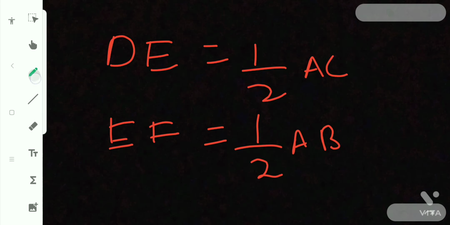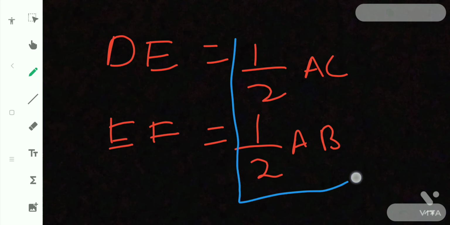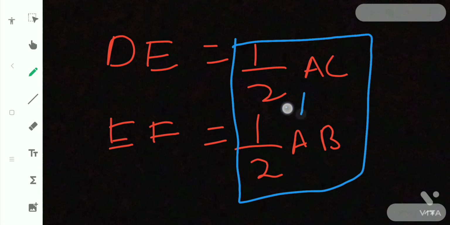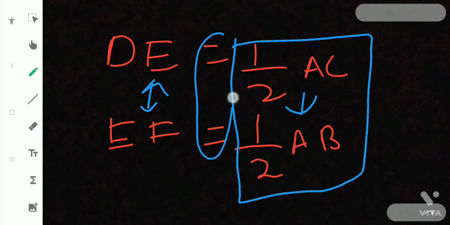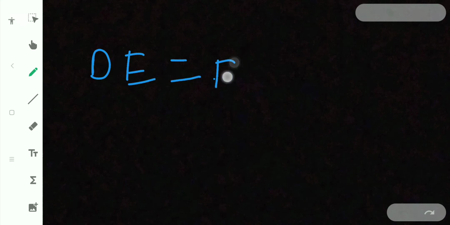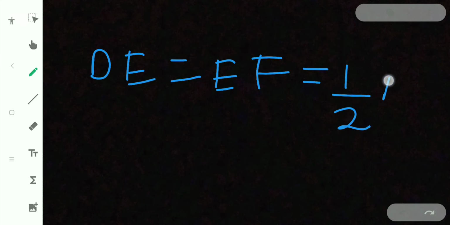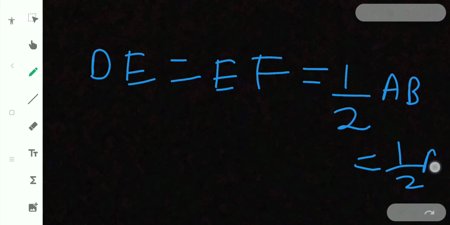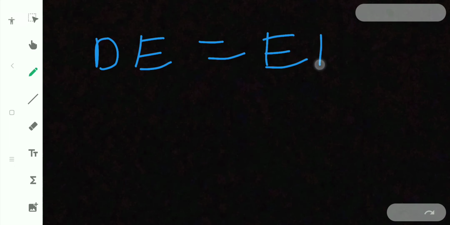So now, half of AB is equal to half of AC. When these two are equal, these two also must be equal, because this is equal to this one, and this also will be equal to this one. So DE is equal to EF, which is equal to half of AB, which is equal to half of AC. From this we can take out DE is equal to EF.